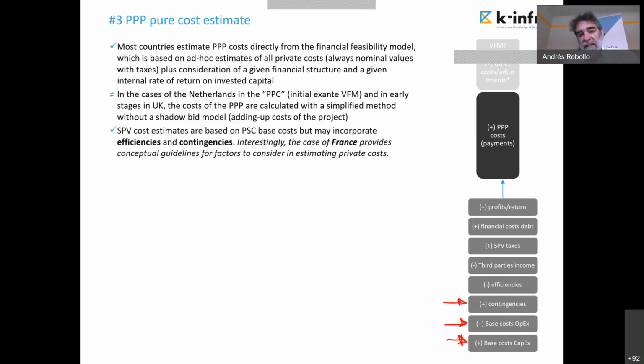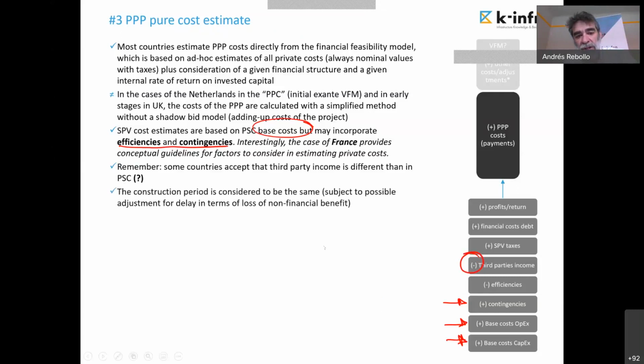Also, SPV cost estimates, yes, it is common that they are based on base cost, incorporating efficiencies and contingencies. That's mostly the standard, and it is in line with the CP3P guide. Remember anyway, some countries would accept that these third-party incomes could be different, typically higher, which I have doubts about being good practice. The construction period, I have doubts now. One year ago, I was in favor, but now I think that is not good. The construction period is considered to be the same.